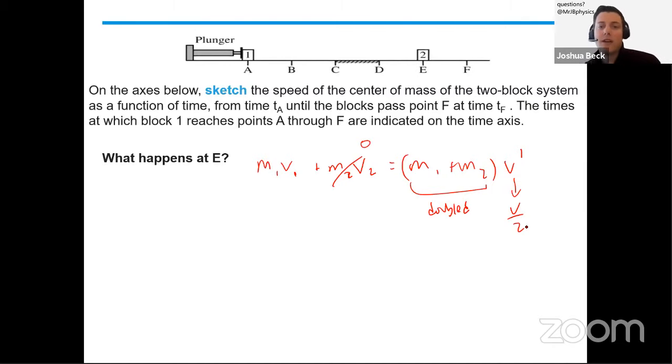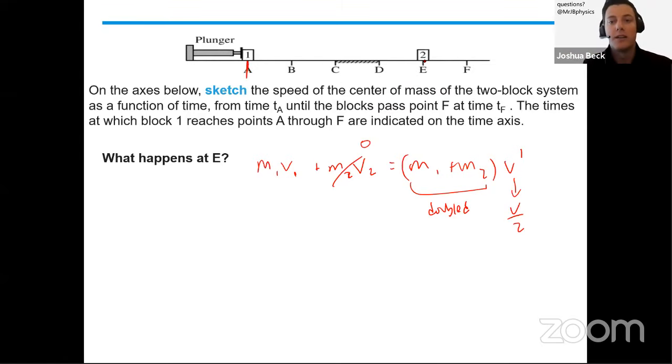And if you were asked to graph the velocity of block 1, then you'd be correct. But let's take a look. What are we actually asked to graph here? We're actually graphing not the speed of block 1, but the center of mass. Whoa, wait a minute. So do I have to go back and change everything else? Well, let's take a look.